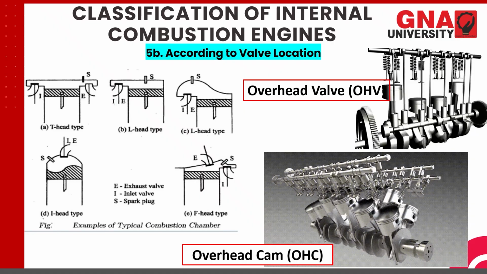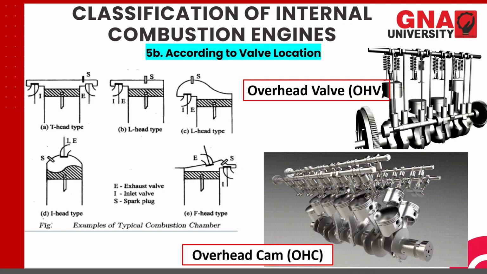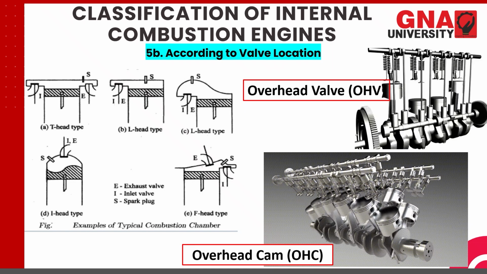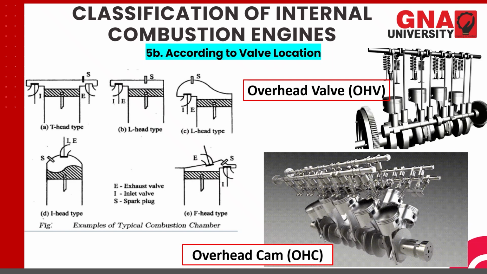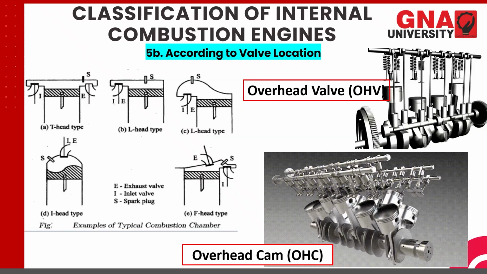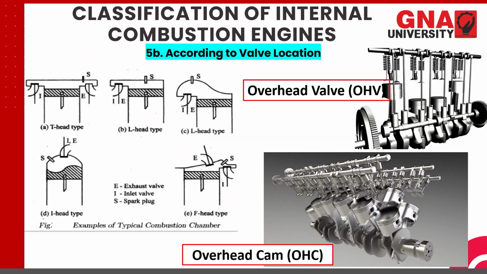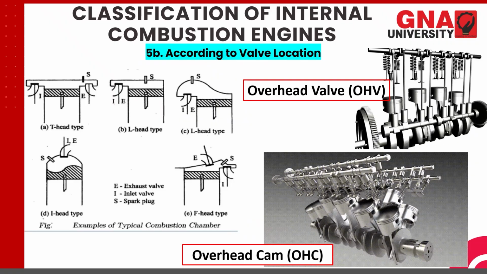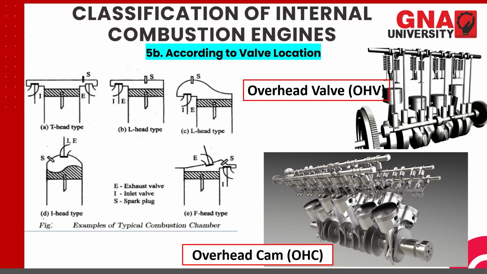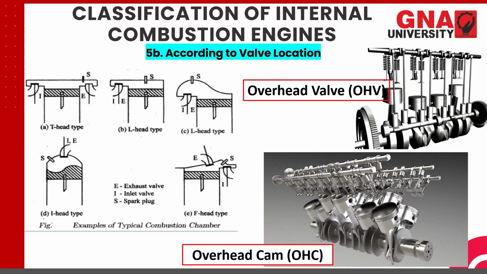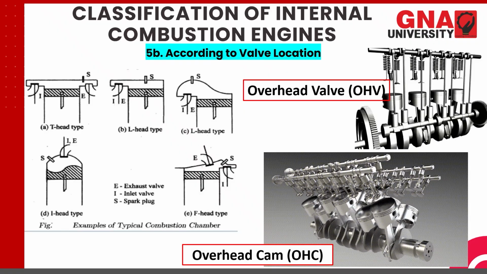Then we have the L-head type cylinder, in which the inlet and exhaust valves are situated one behind the other, but on one side only. You can see here the head is a straight one, a flat head, which is perpendicular to the side of the cylinder, whereas in the second diagram we have a dome shaped head. However, the inlet valve and exhaust valve are the same. They are located on one side, one behind the other.